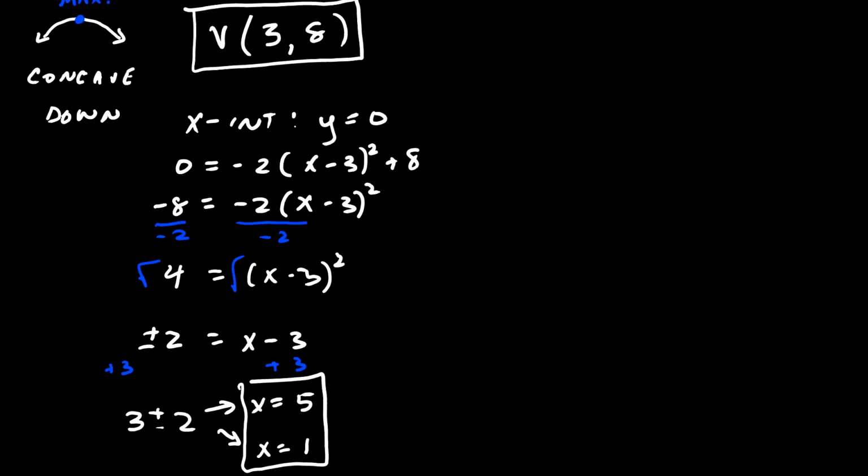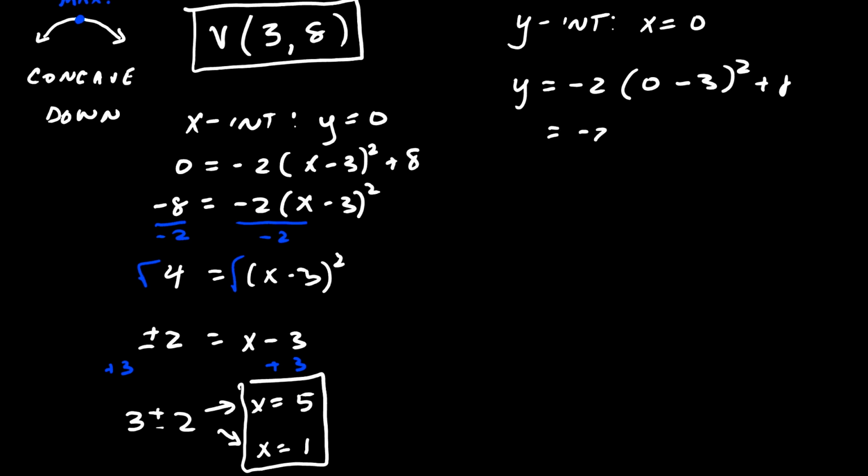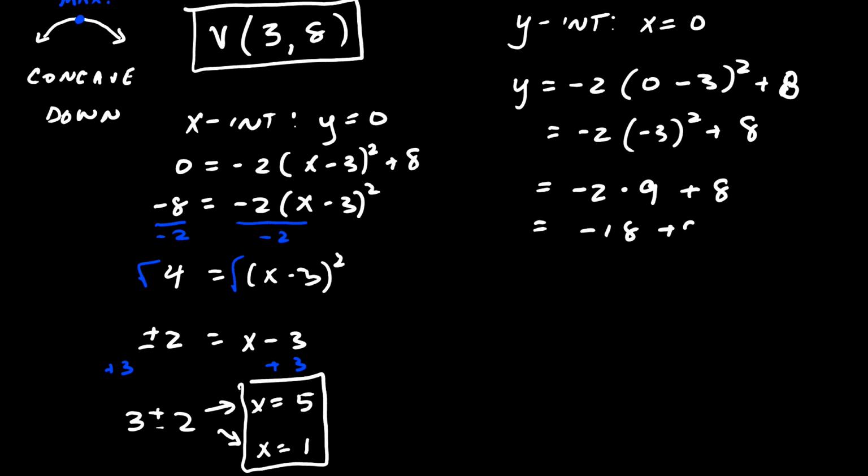Next up, we can look at our y-intercept. For our y-intercept, we will set x equal to 0. And when x is equal to 0, that leaves us with y equals negative 2 times (0 minus 3) squared plus 8. So we just simplify this: 0 minus 3 is negative 3, squared, plus 8. And then realize we're just following the order of operations here. So negative 3 squared is going to be 9, so negative 2 times 9 plus 8. We have negative 18 plus 8, and we're left with negative 10. So written as a point, we have (0, negative 10).